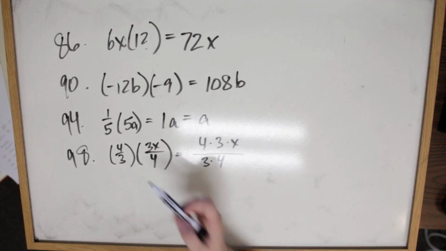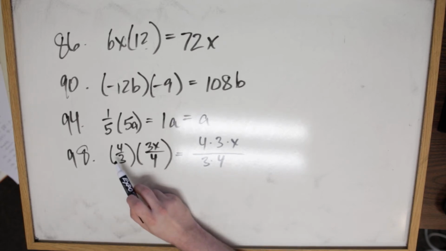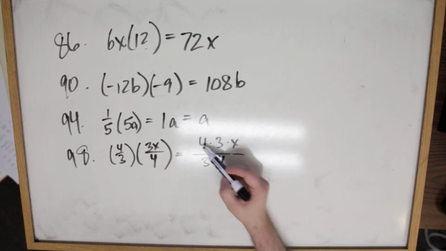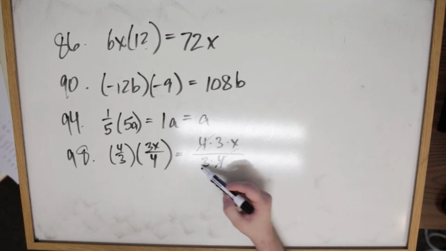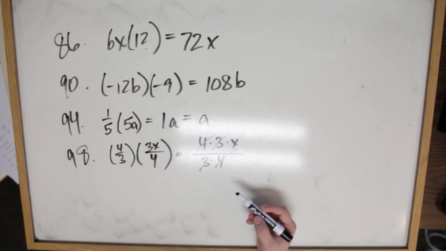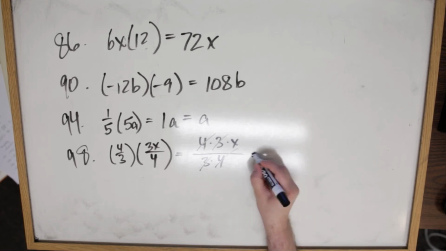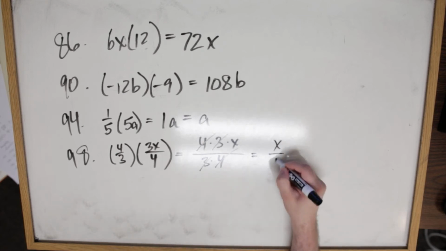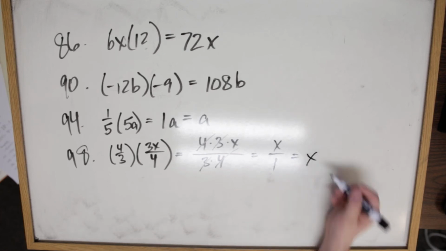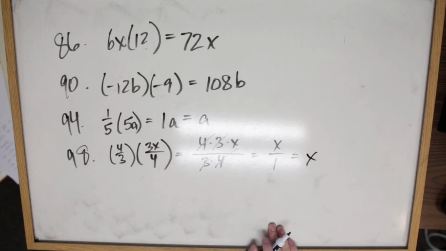All right, take a look. When I'm dividing, if in the numerator and denominator I have the same thing, I can cross them out. So the 3's go away, they cancel with one another, and what I'm left with is just x over 1. x divided by 1 is just itself, which is x. So that is our solution right there.